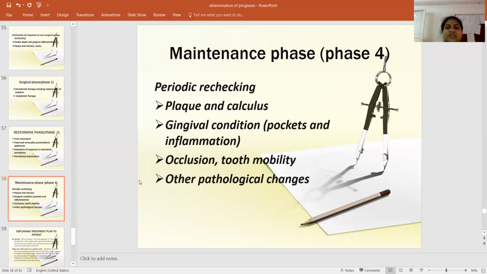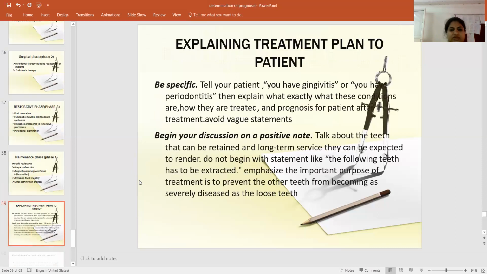If the gingiva is healed properly, there should not be presence of any unhealing patches and everything. You need to check any changes you have found. So this is your maintenance phase.